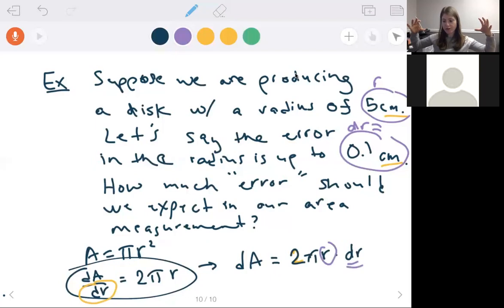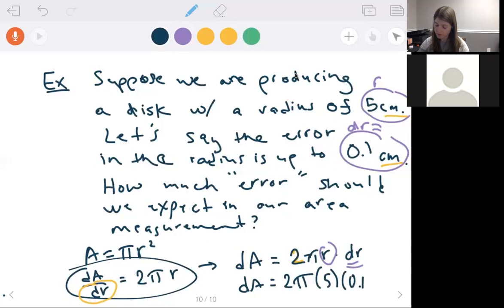Being out further is going to give you a larger error than when your radius is smaller. So let's actually calculate it in this case. In our case, we have dA equals 2 pi times 5 times 0.1 centimeters. I'm going to drop this into Desmos with the pi so that I get a decent approximation. So I'm going to type in my 2 pi times 5 times 0.1.